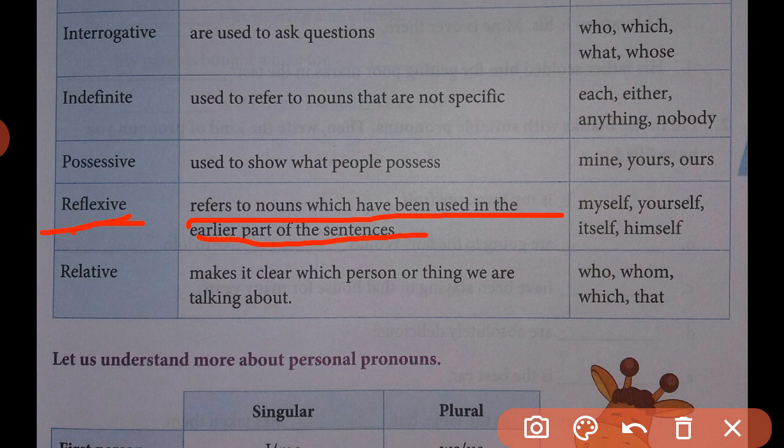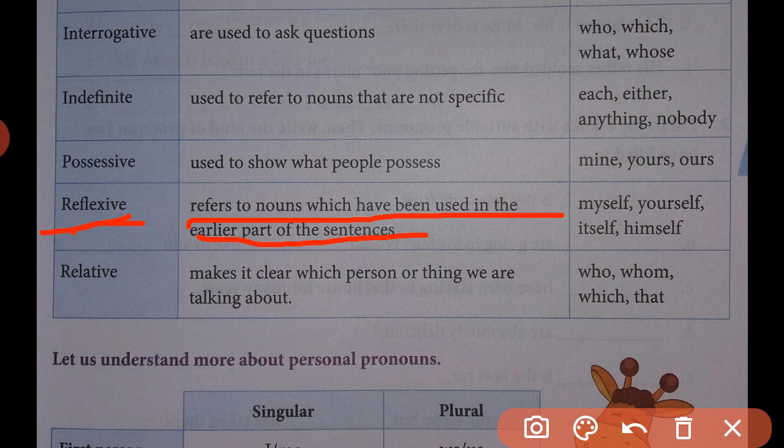See here, words like myself, yourself, itself, himself. If they are singular we can say self, and if they are plural we can say selves. Instead of myself as a plural we can say ourselves, not ourself. So all these words are used as reflexive pronouns because they refer to a noun which has been used in the earlier part of the sentence.